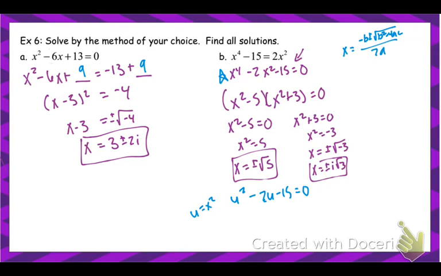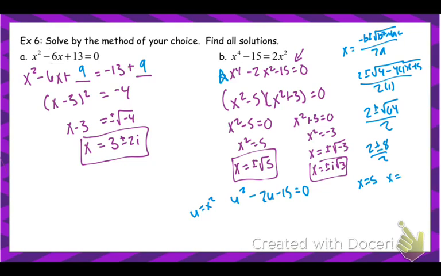All right, so negative b plus or minus the square root of b squared minus 4ac all over 2a. So this is 2 plus or minus, that's going to be the square root of 64 over 2. So that's going to be 2 plus or minus 8 over 2. We can actually find those values. 2 plus 8 is 10. 10 divided by 2 is 5. And 2 minus 8 over 2, that's going to be a negative 3.